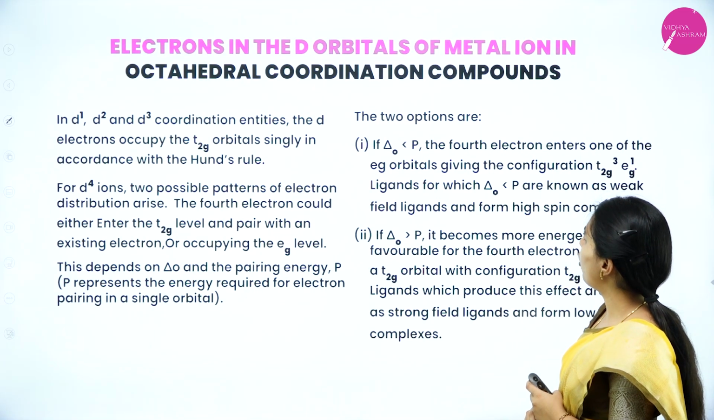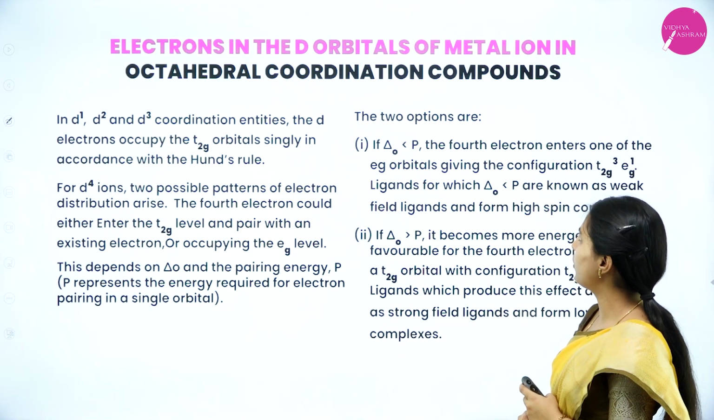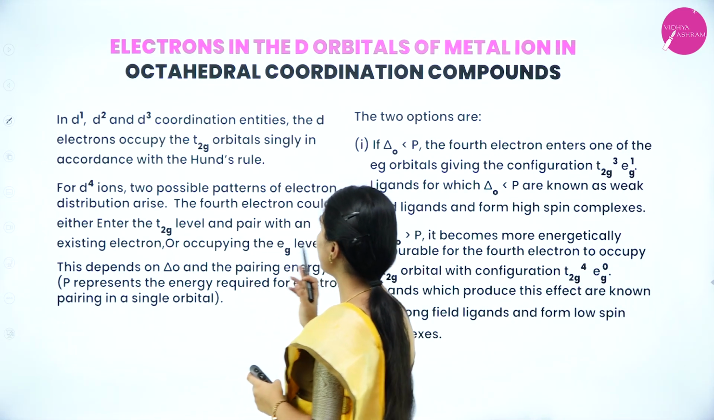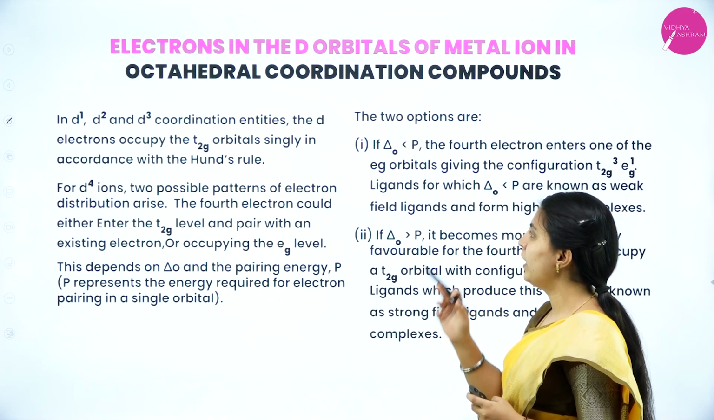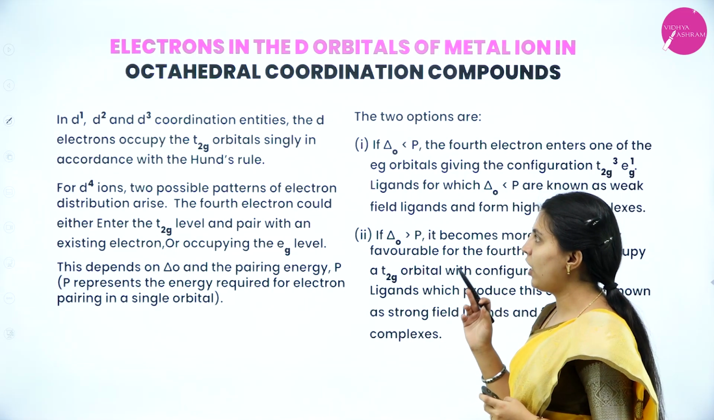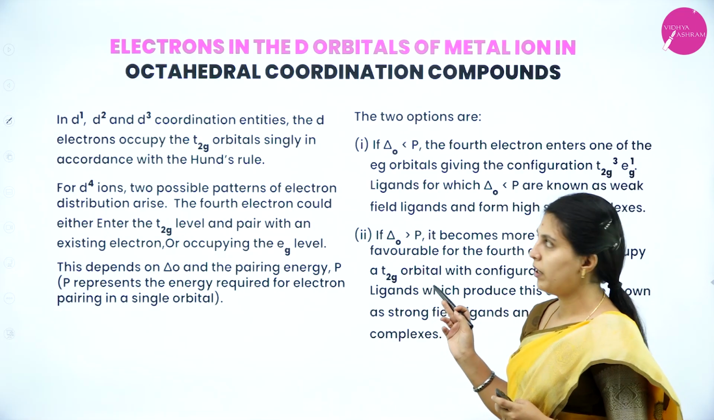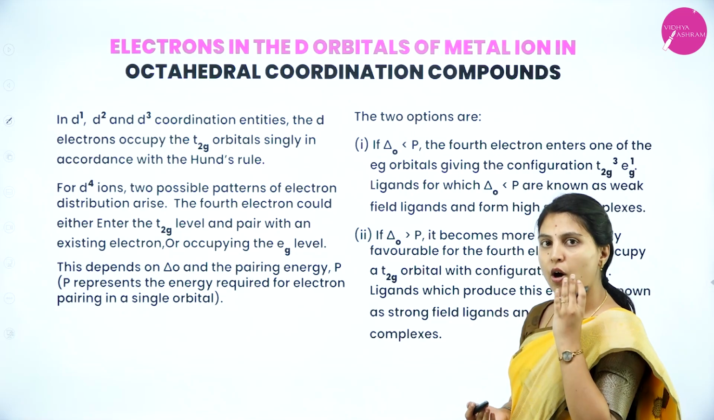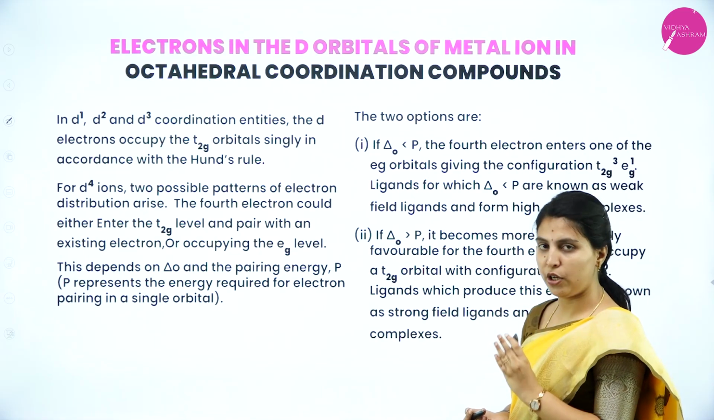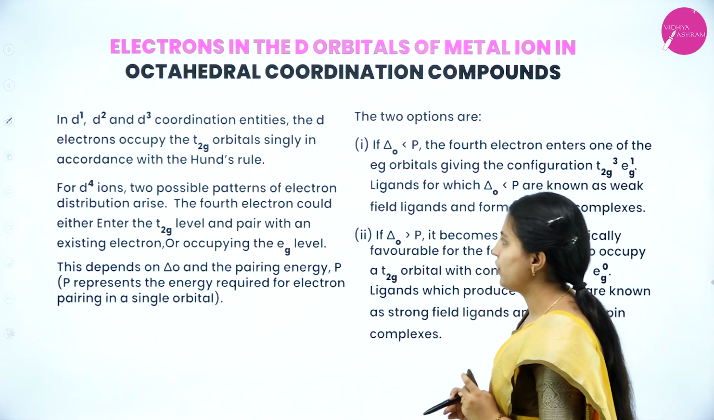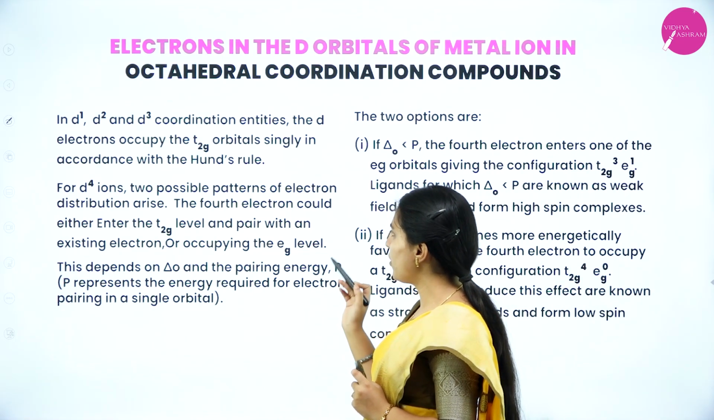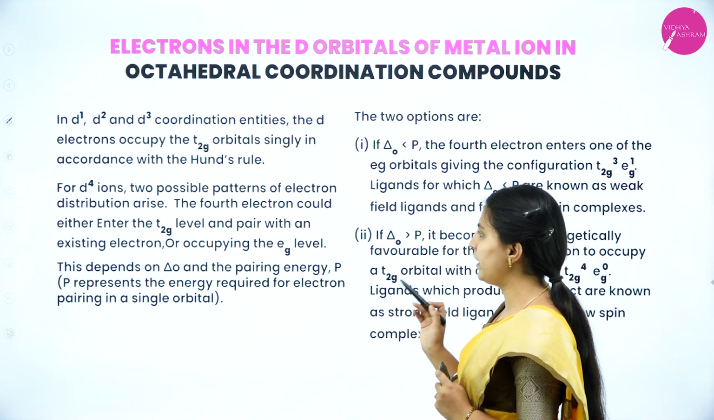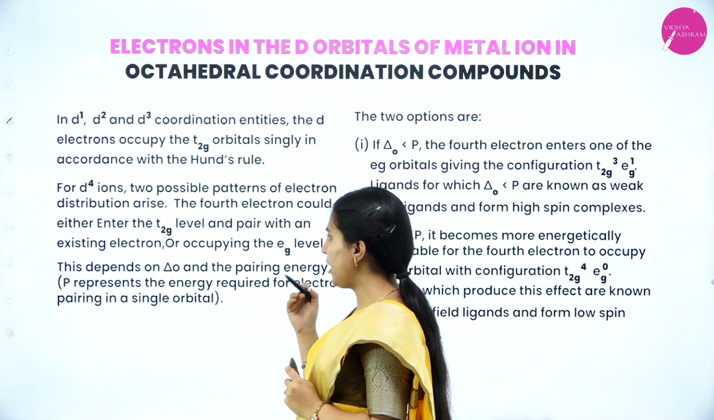Electrons in the d orbitals of metal ions in octahedral coordination compounds. Okay. In d1, d2, d3 coordination entities, d electrons occupy the T2g orbitals singly according to Hund's rule. For d4 ions, two possible patterns of electron distribution arise. The fourth electron could either enter the Eg level or pair with an existing electron in the T2g level.